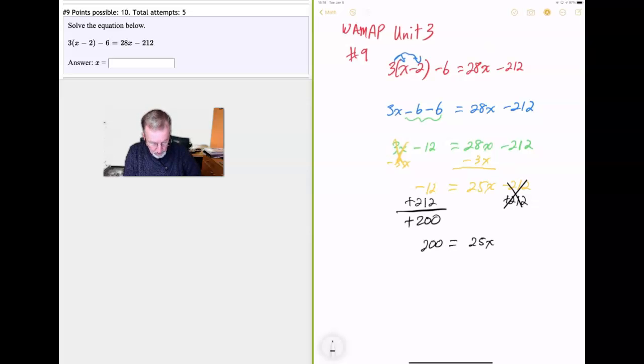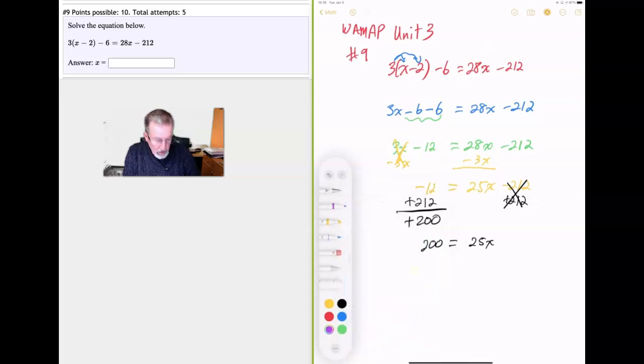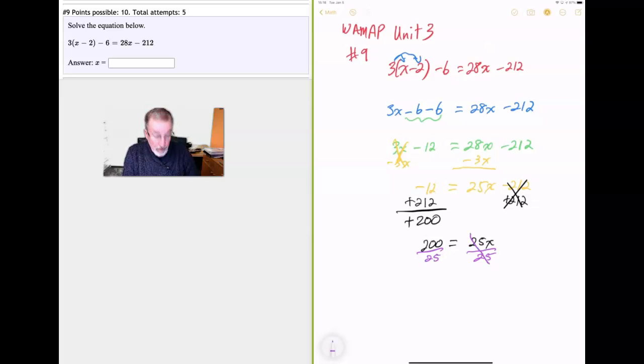Now we're getting very close. All we need to do is, what's happening to the x right now? It's being multiplied by 25. So let's divide it by 25. Counteract that. We're going to reverse it. 25 divided by 25 is 1, giving us 1x, which we normally write x. That's the cool way. And, you know, mathematicians are cool. And then 200 divided by 25 is 8. So x is equal to 8.